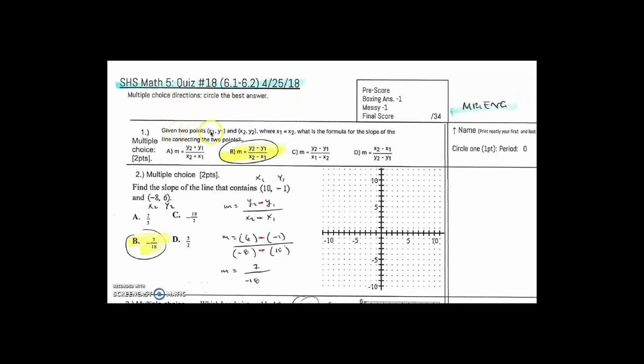Question number 1, given 2 points, x1, y1, and x2, y2, where x1 is not equal to x2, what is the formula for the slope of the line connecting the 2 points? So the key question here is I'm giving you two ordered pairs, and they're asking you what the slope is. It's the change of the y's over the change of the x's.